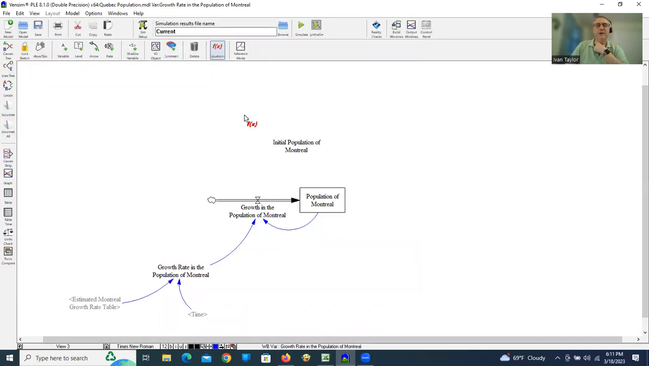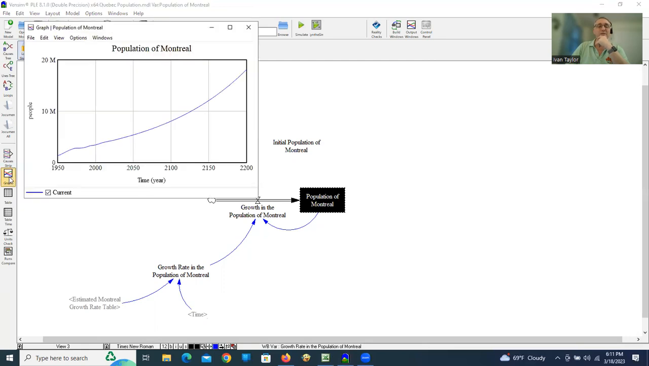Okay, so now we can run this model. And because Vensim is an easy program to work with, we can use it to look into the future. So let's look into the future of the population of Montreal. And we see here that if Montreal continues to grow at its current rate, it could be around 20 million people by the year 2200. So that's many years into the future.